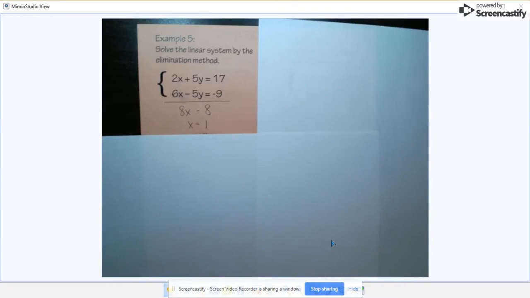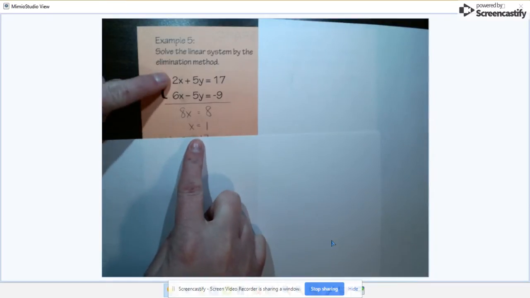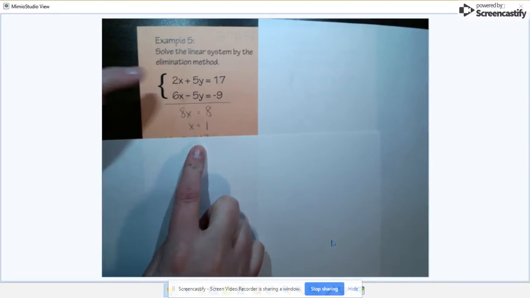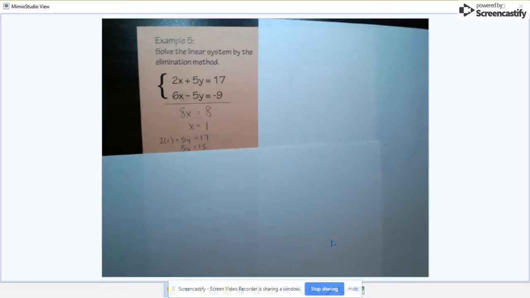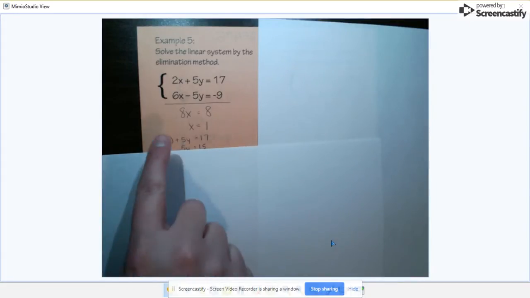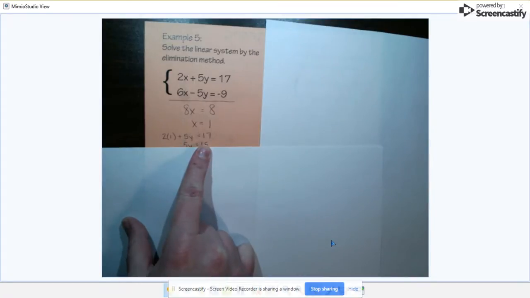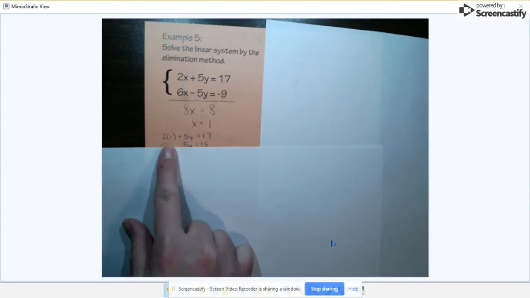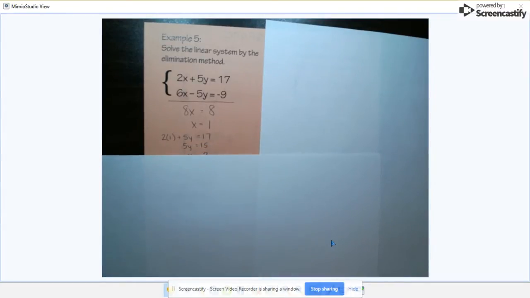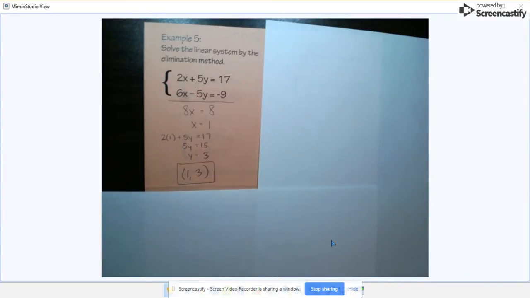And now I take x equals 1 and I plug it into either one of these top 2 equations for x. So I went ahead and plugged it into the top equation. So I have 2 times our x value, which we just stated was 1, plus 5y equals 17. And now I just solve for y. So that's 2. I went ahead and subtracted that 2 to the other side, which gave me 5y equals 15. And then divide by 5 to get y equals 3. We still must write our answer as an ordered pair. So our solution is 1, 3.